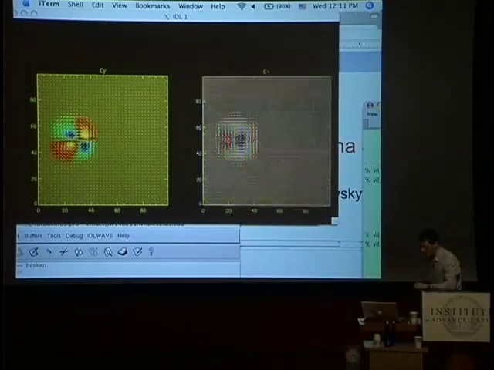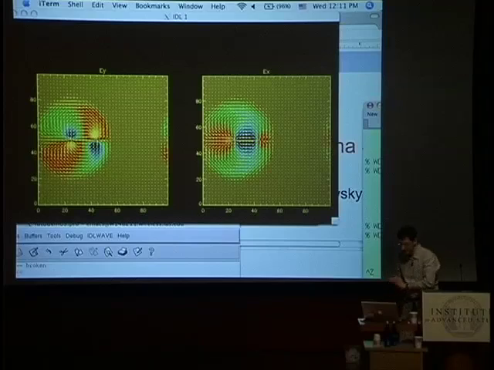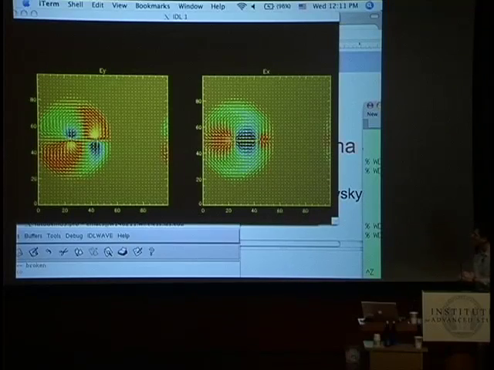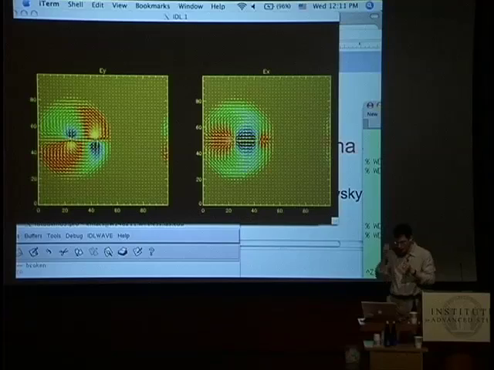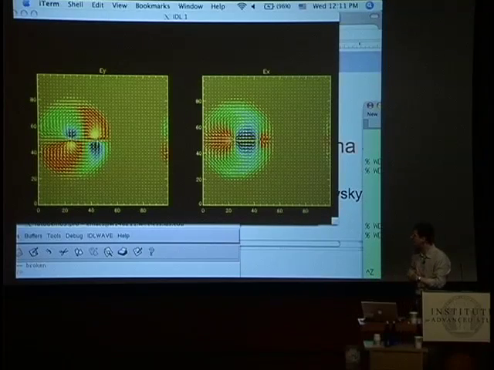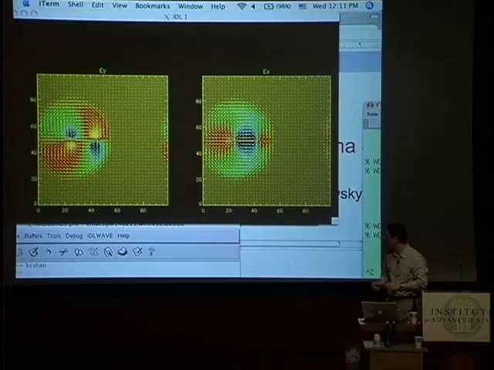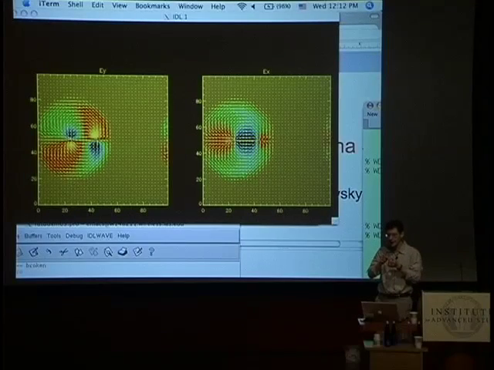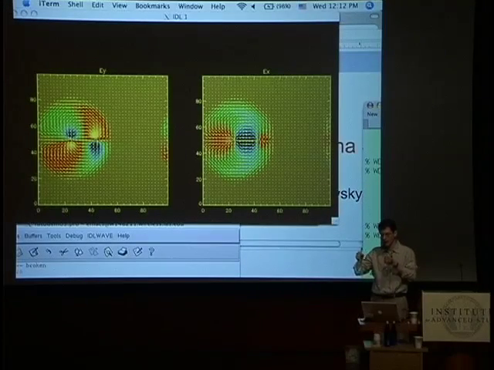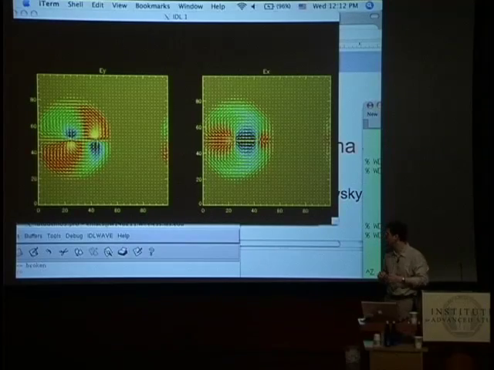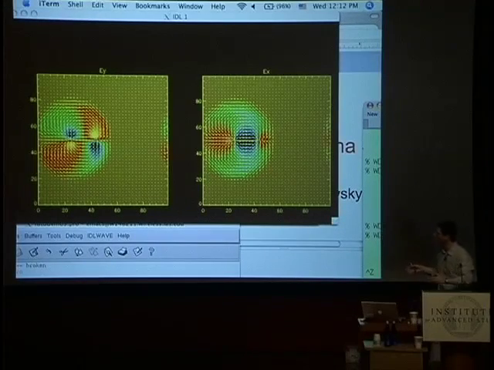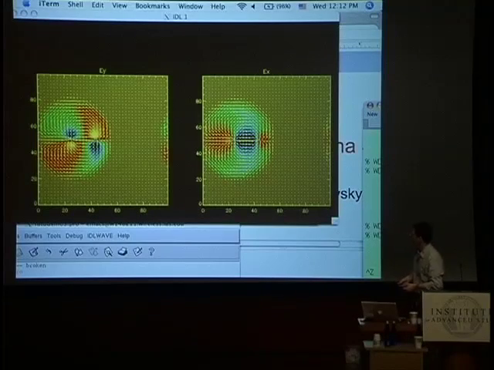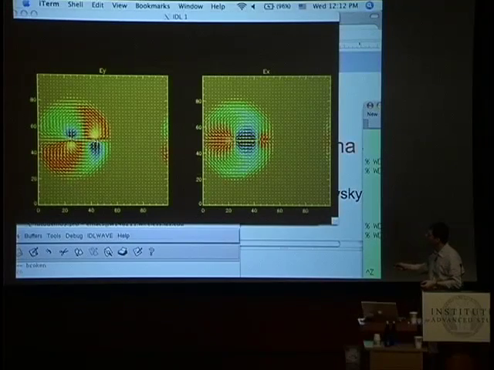OK, so what I did here is I put two particles, an electron and a positron, one on top of each other. So they were sitting right here. And then I took one of the particles and started moving it away from the original location. It's moving at a fairly mildly relativistic velocity, so gamma is 1.4. And what you're seeing here are the vectors of the electric field that get established between the two charges.